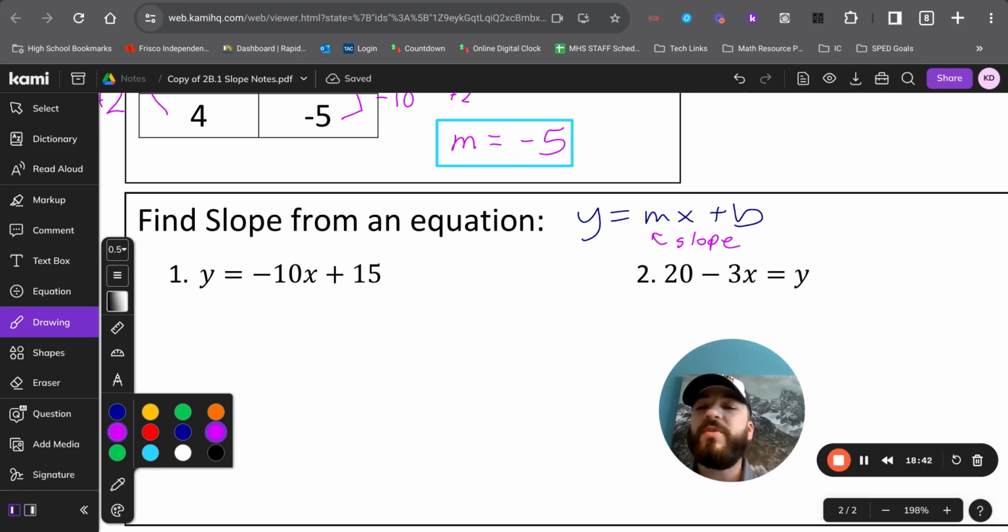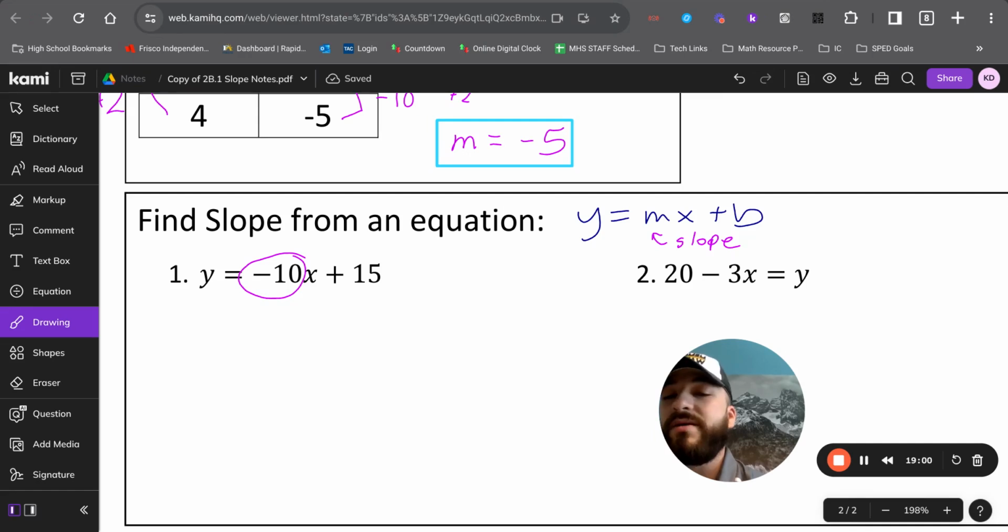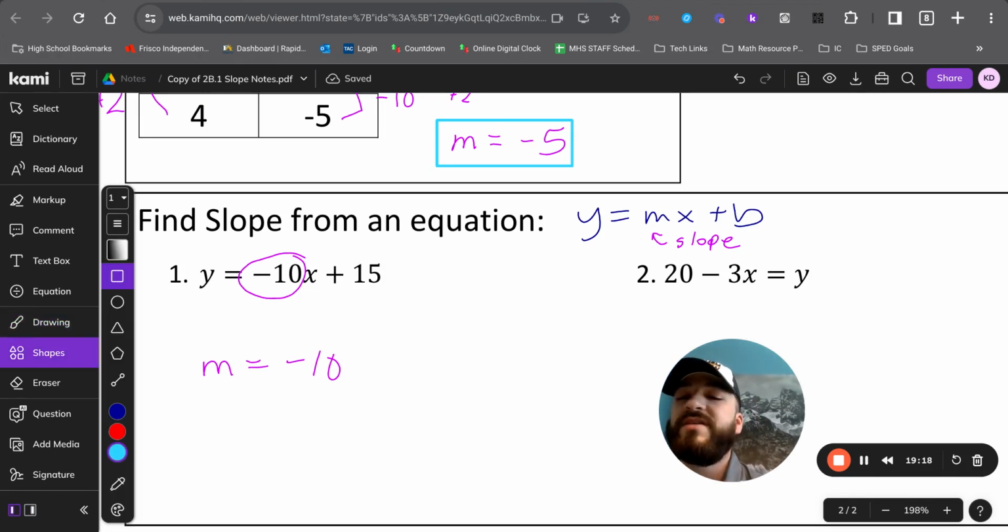So looking at our first equation, we have y equals negative 10x plus 15. So this is in slope-intercept form: y equals some number x plus another number. And that m is always going to be that number right in front of our x. So negative 10x. That means our slope is equal to negative 10. One of the big misconceptions I see with this, y'all, is wanting to say slope is negative 10x. Slope does not involve any variable. Slope is always going to be a number or a quantity. So in this case, we just want to pull out that negative 10. So m is going to be equal to negative 10.